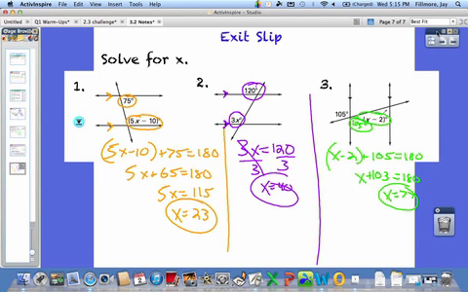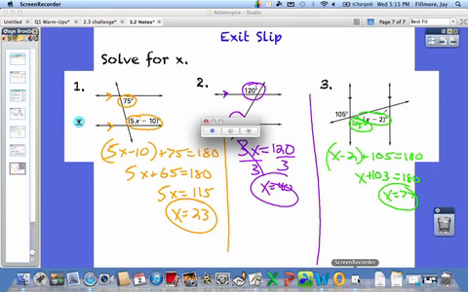That concludes your 3.2 notes. Hopefully these are helpful, and hopefully you feel more comfortable using parallel lines cut by a transversal.